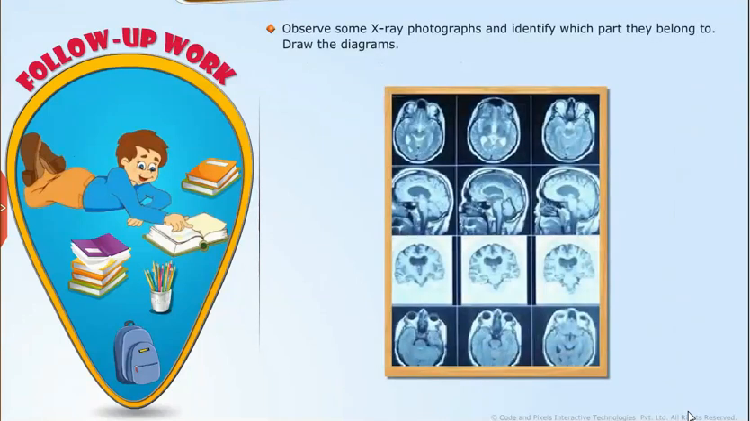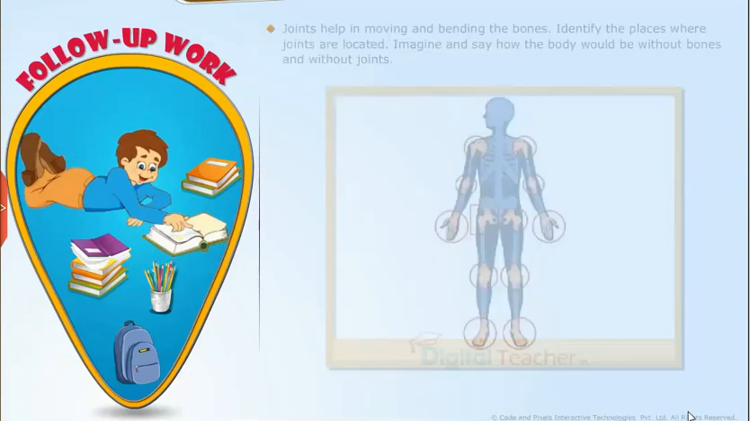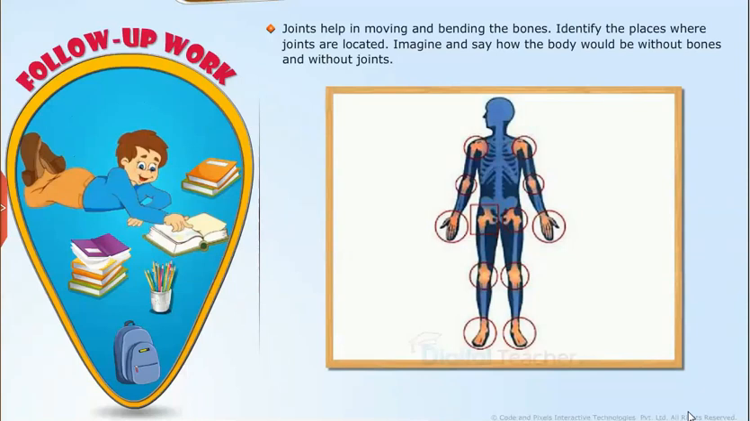Observe some X-ray photographs and identify which part they belong to. Draw the diagrams. Joints help in moving and bending the bones. Identify the places where joints are located. Imagine and say how the body would be without bones and without joints.